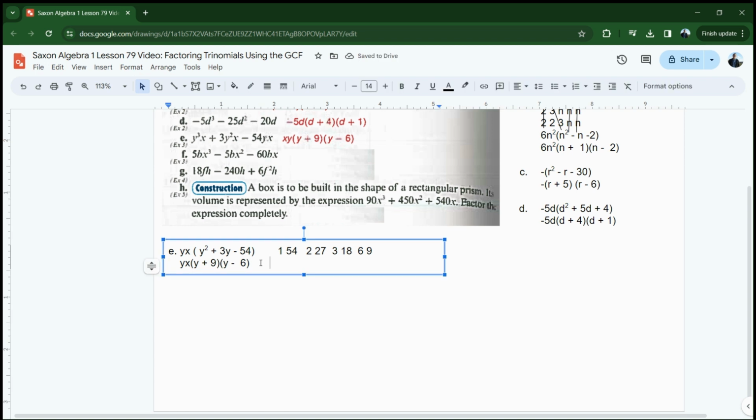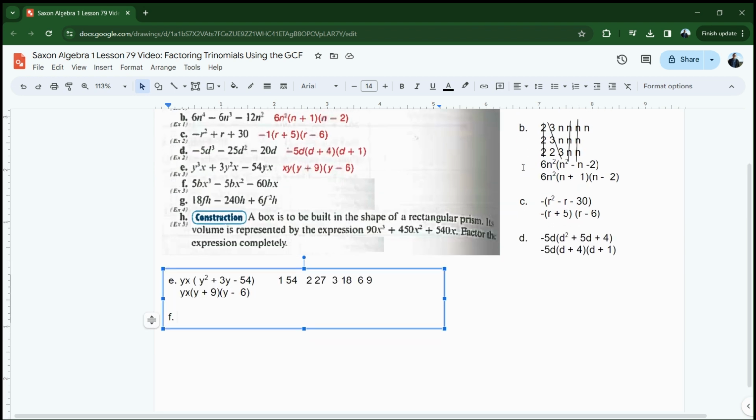All right, let's move on to letter F. In letter F, we have 5bx cubed minus 5bx squared minus 60bx. I'm going to notice a 5 can be pulled out of everything. Can you figure out what can be pulled out of everything without actually doing the factorization like we did in letter B? I see that 5bx can be pulled out of everything.